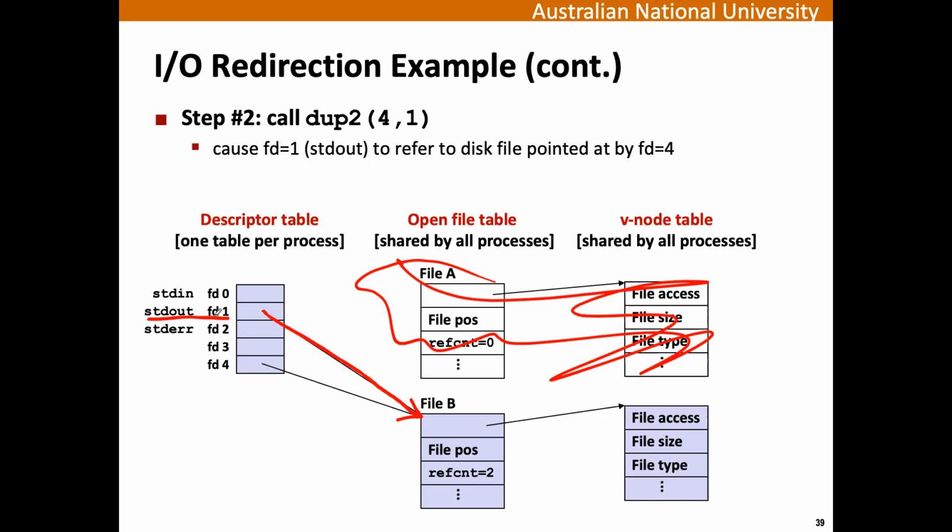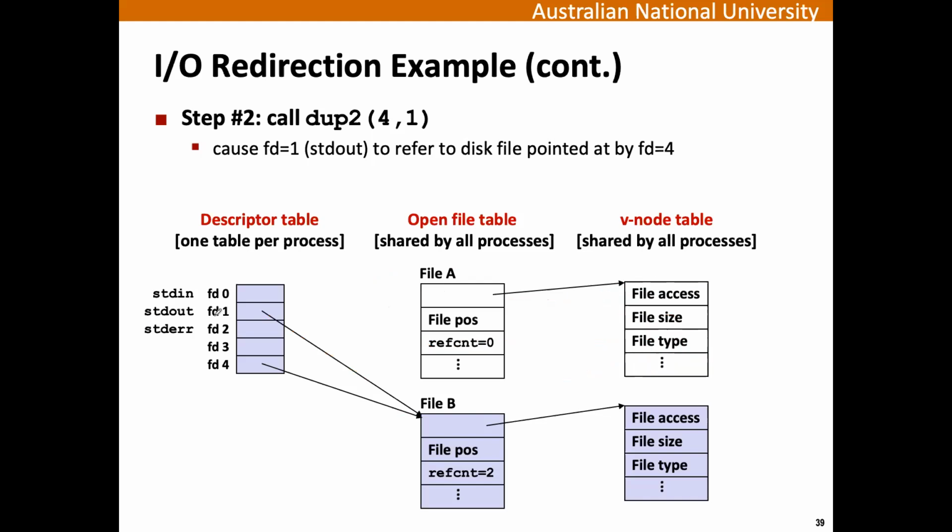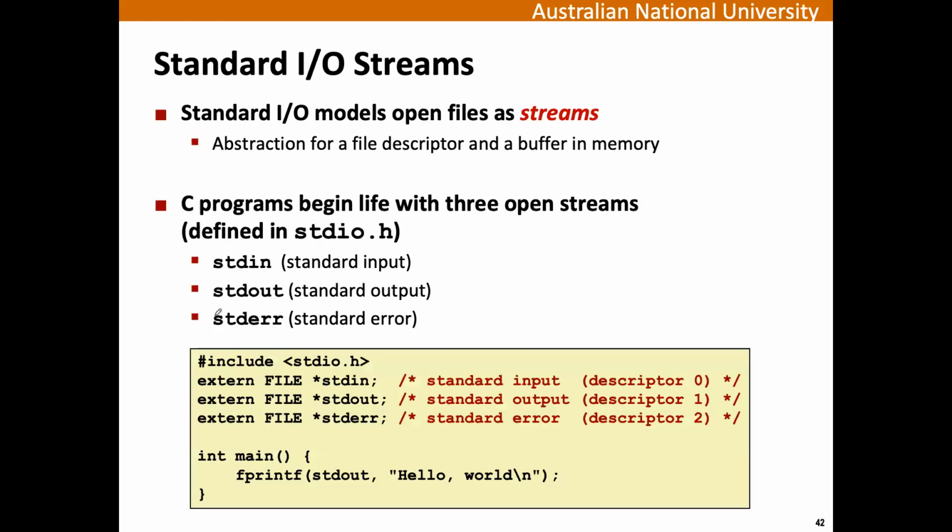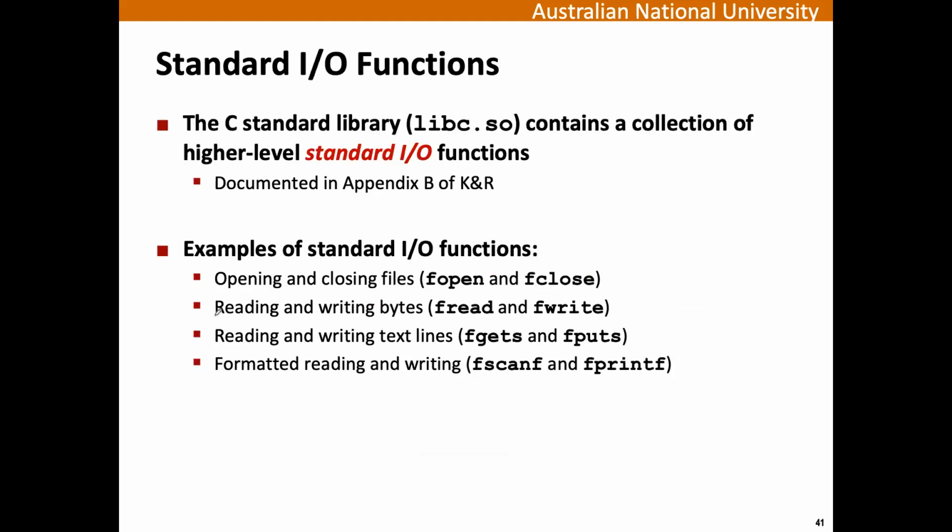So these kinds of operations, once the kernel has this abstraction of a file and these data structures, tables, it can do these kinds of things to give such mechanisms like IO redirection. Okay, so standard IO, the C standard library that you have been using, it actually has the same motivation as the RIO package.